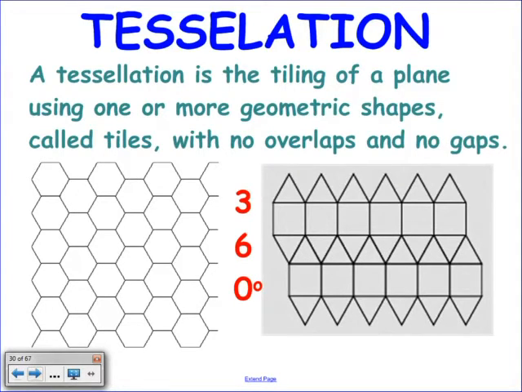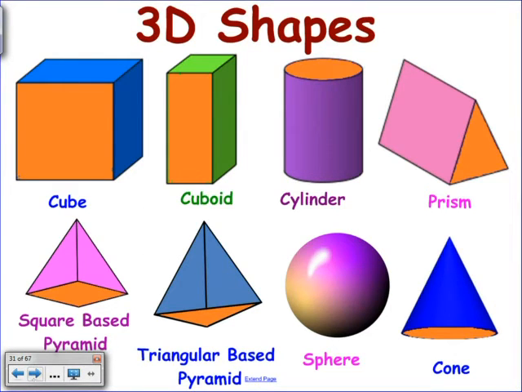One shape that you know doesn't tessellate, and that is the pentagon. The pentagon doesn't tessellate because the interior angle is 108 degrees, and 108 doesn't go into 360 very well at all. Okay? However, all of the other shapes tend to go into 360. You need to be able to recognise 3-dimensional shapes. You have to recognise cubes and cuboids, cylinders, triangular prisms, square-based pyramids, triangular-based pyramids, spheres, and cones. Okay?